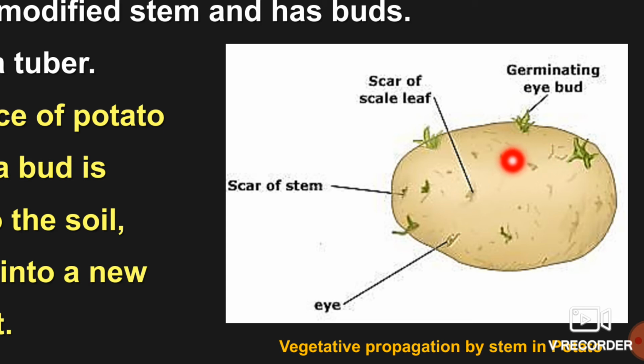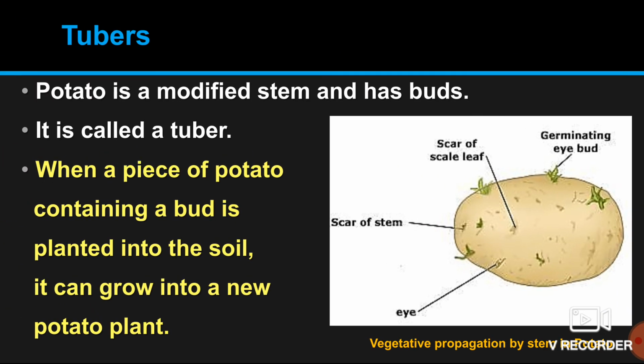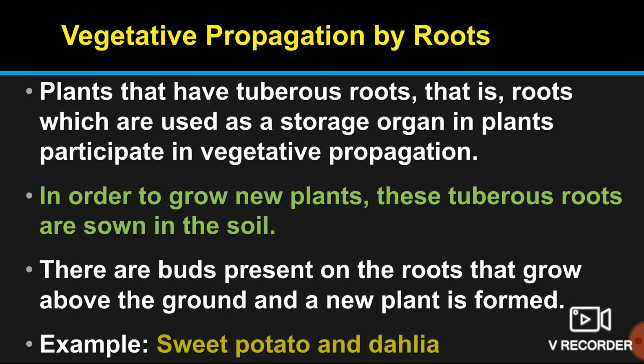You just need to sow it into the soil. So if you cut this potato and sow it into the soil, you will get new potato plants. So potato is an example of tuber, okay. So vegetative propagation, till now we have seen how it takes place. Vegetative propagation takes place with the help of stems. Now we'll see how it takes place with the help of roots.